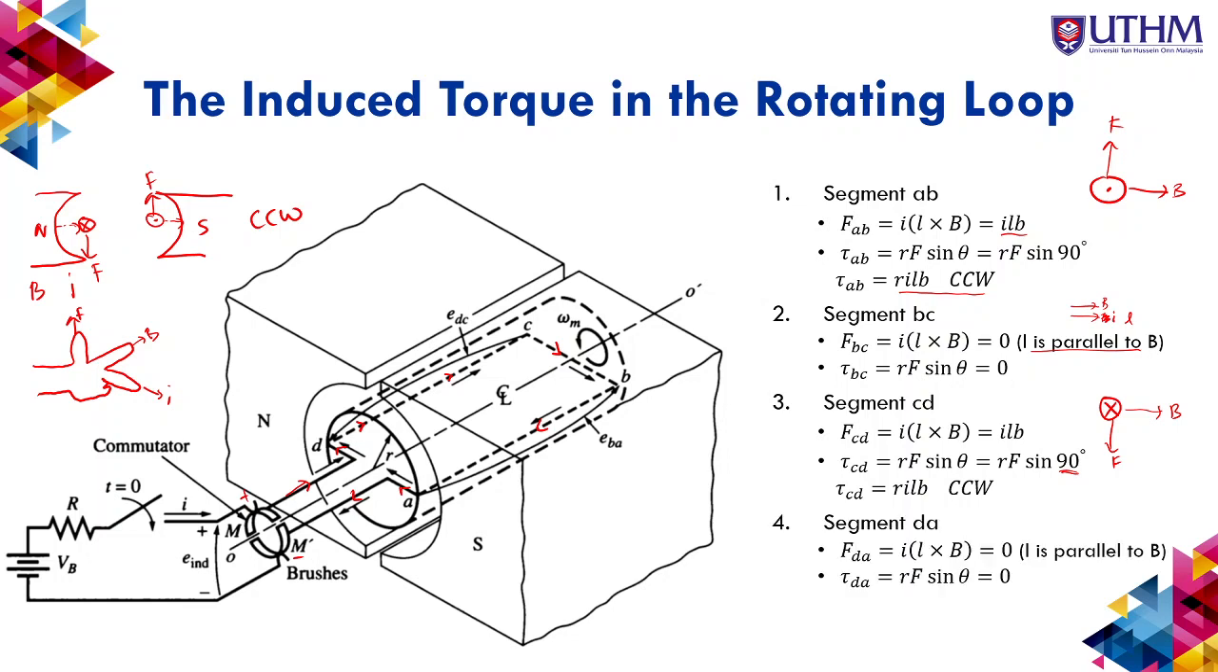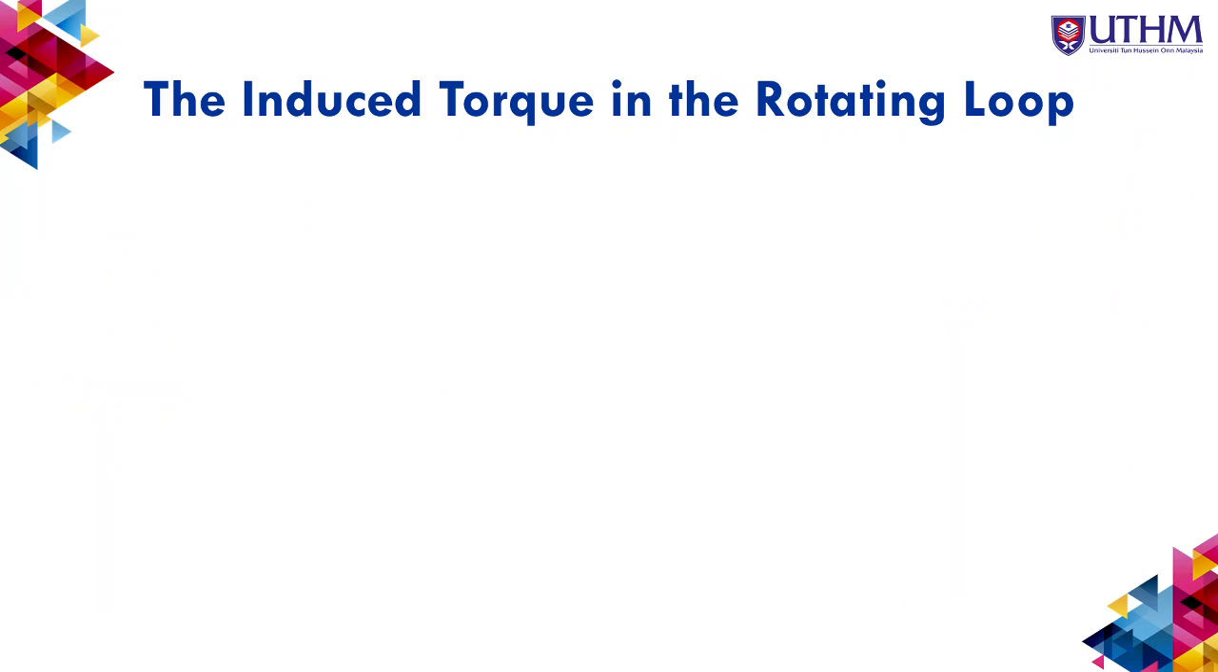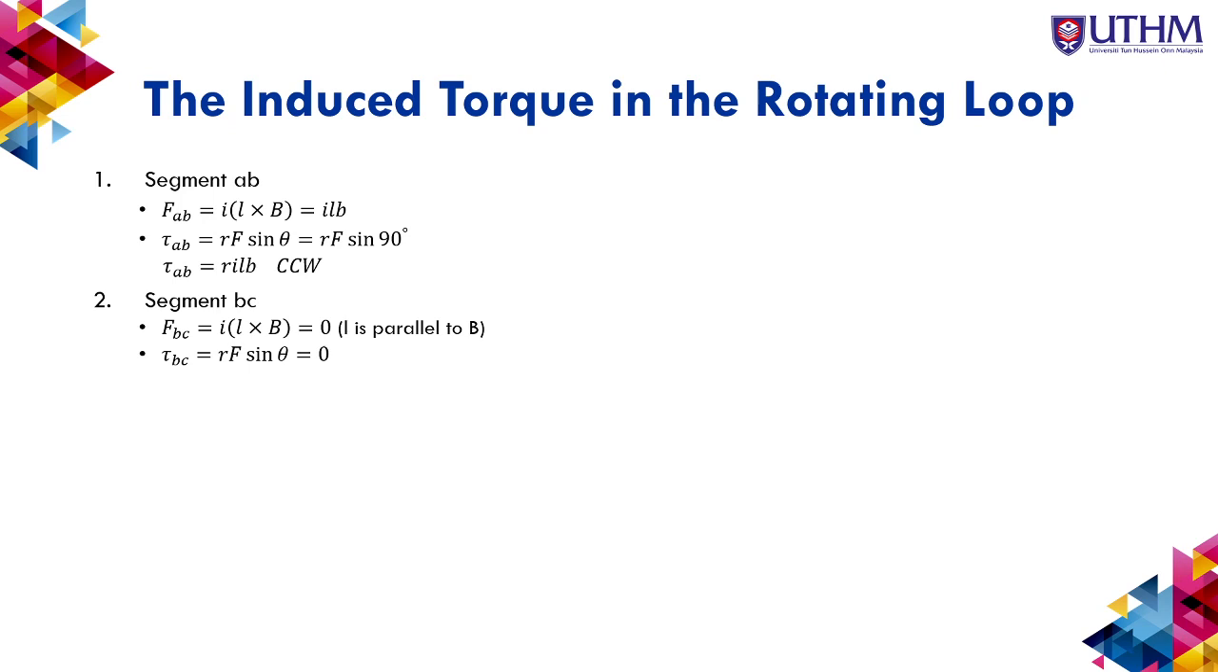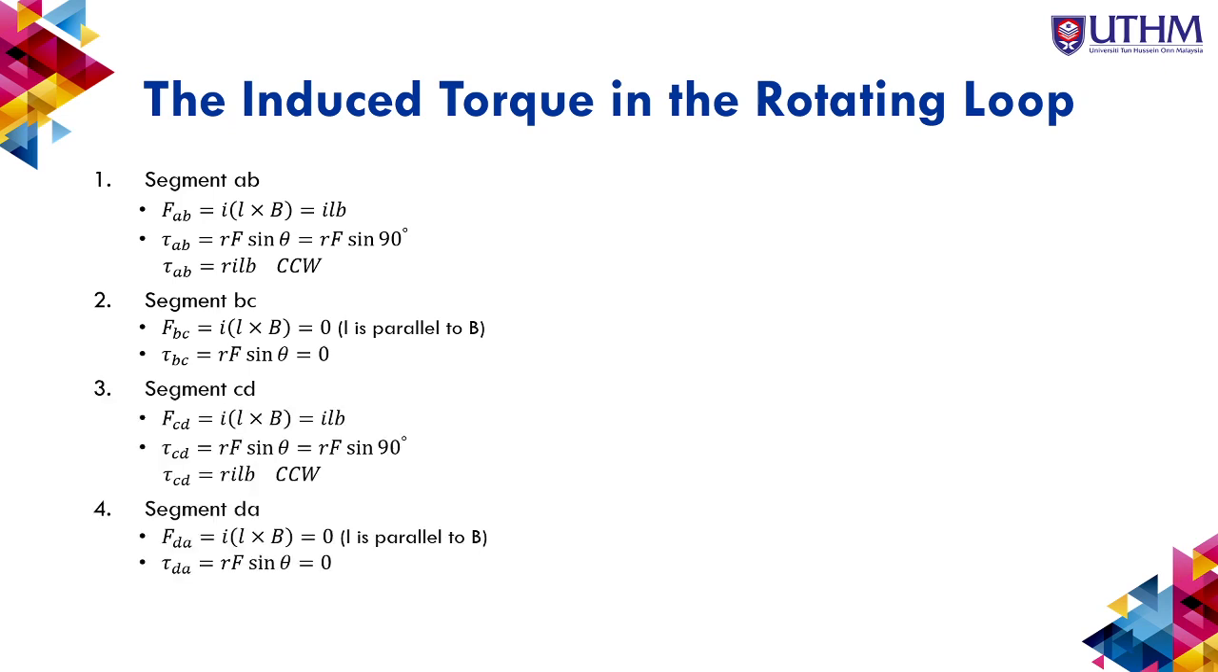Also segment DA is equal to segment BC, where the current, the length, and the magnetic field are parallel. So the value of the force and the torque will be 0. So we have the 4 segments. How do we total everything?